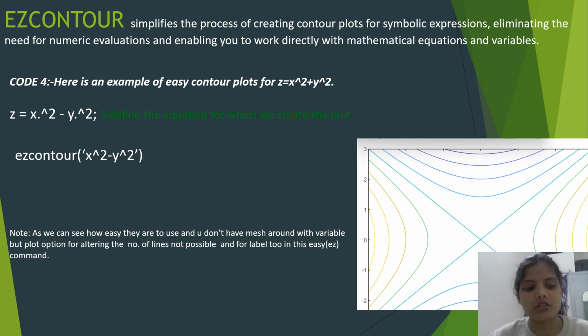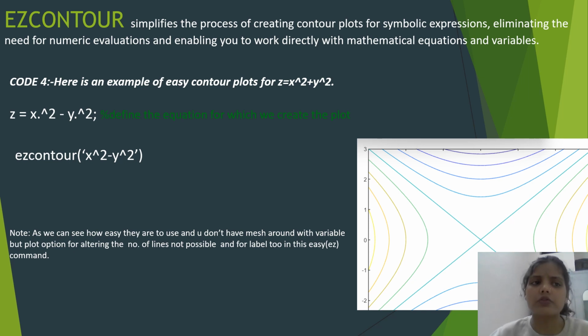and other such things. So here is an example, z equals x square plus y square, and we simply use the command without defining the meshgrid. In the ez functions we just simply use the command. There is no need for defining the grid functions. And this produces exactly the same graph as the simple contour produces.